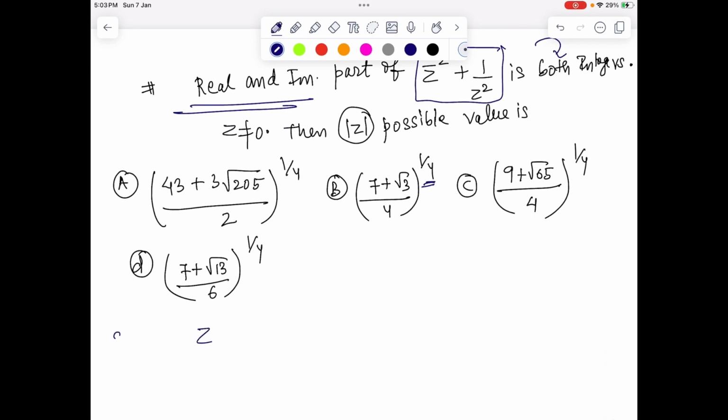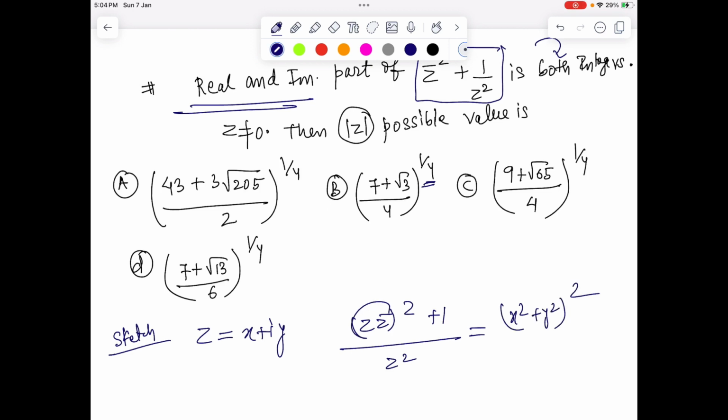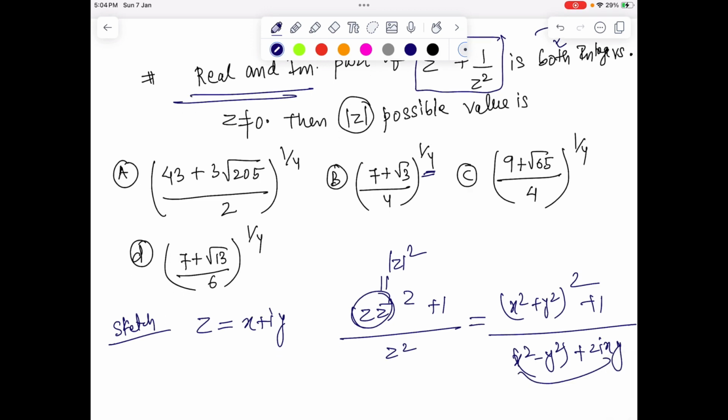So one obvious sketch of the solution, if someone thinks naturally of putting x plus iy, is that he'll run into a very traumatic calculation, because the expression z bar square plus 1 over z square evaluates to: z bar square is mod z to the power 4 over z square, giving x square plus y square whole square, plus 1 by z square, which will be x square minus y square plus 2ixy. So clearly if you rationalize this, x to the power 4 is going to hit x square minus y square whole square.